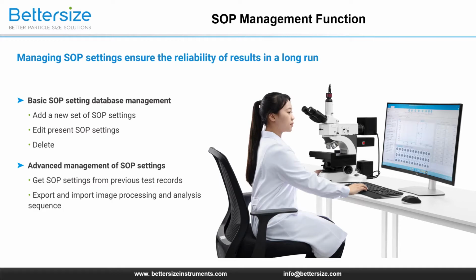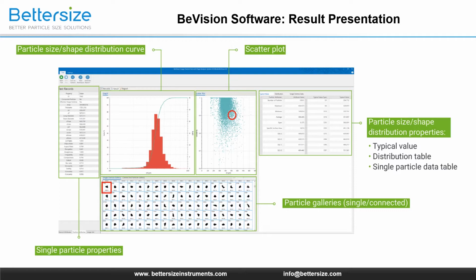As we mentioned in the former parts, image processing is a key part of the image analysis process and also an important part of the SOP settings. The Vision software offers the function of exporting and importing image processing sequences, helping us to get highly consistent results even with different image analyzers. The SOP settings help us make a satisfying test.